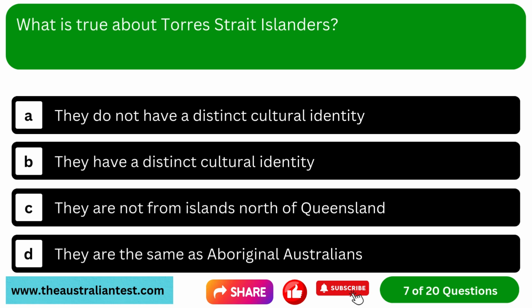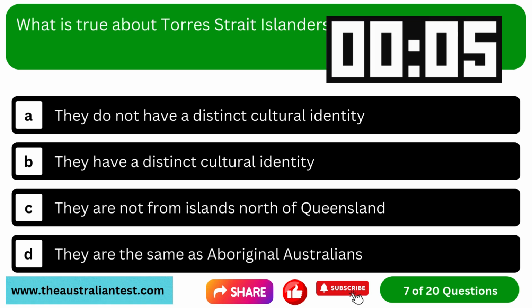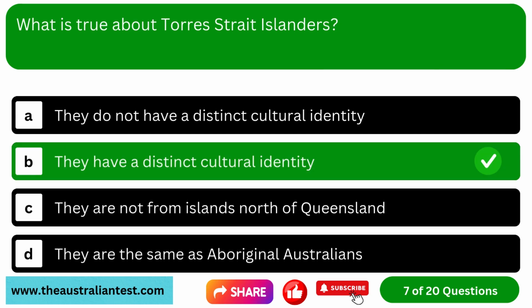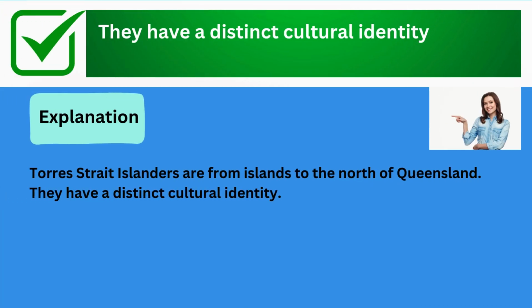Question 7. What is true about Torres Strait Islanders? Option A, they do not have a distinct cultural identity. Option B, they have a distinct cultural identity. Option C, they are not from islands north of Queensland. Option D, they are the same as Aboriginal Australians. The correct answer is they have a distinct cultural identity.